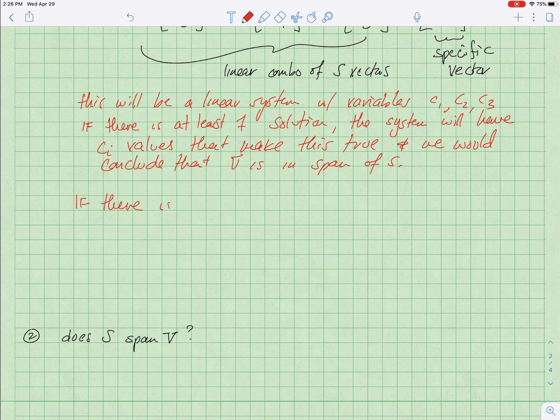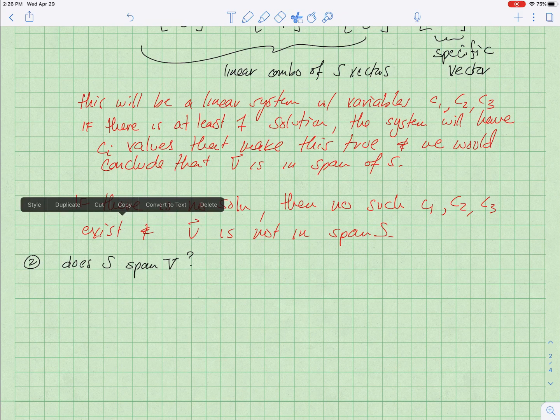If there is no solution, then no such c1, c2, and c3 exist, and v is not in span S.